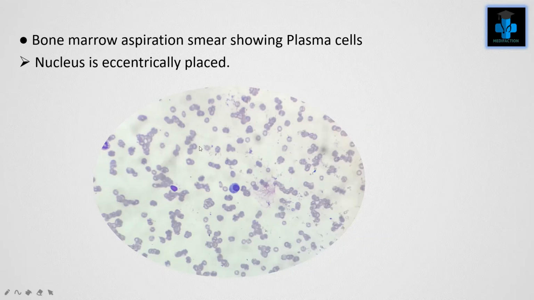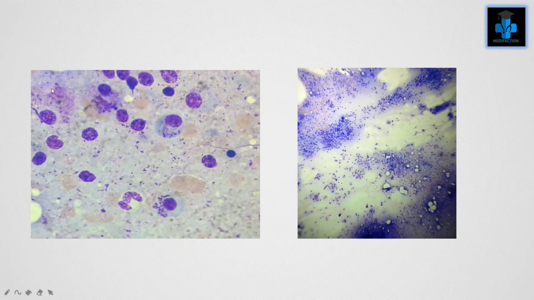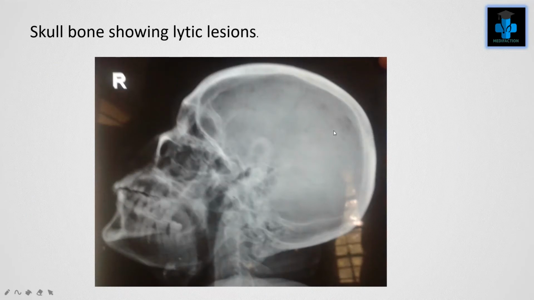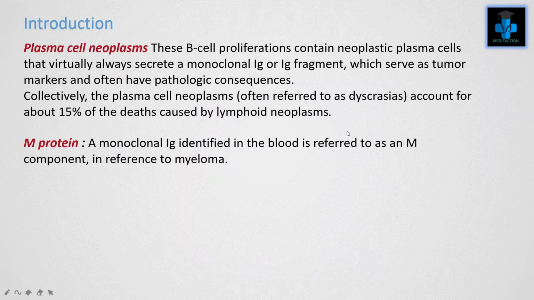Likewise, this right here is a bone marrow aspiration smear showing the plasma cells, and by observing the plasma cell you can easily appreciate that the nucleus is eccentrically placed, which is another feature. So this is a closer image of a bone marrow aspirate, this one also. Likewise, here we can observe a skull bone showing lytic lesions. So these all are connected with multiple myeloma's clinical features. Now let's go in depth.